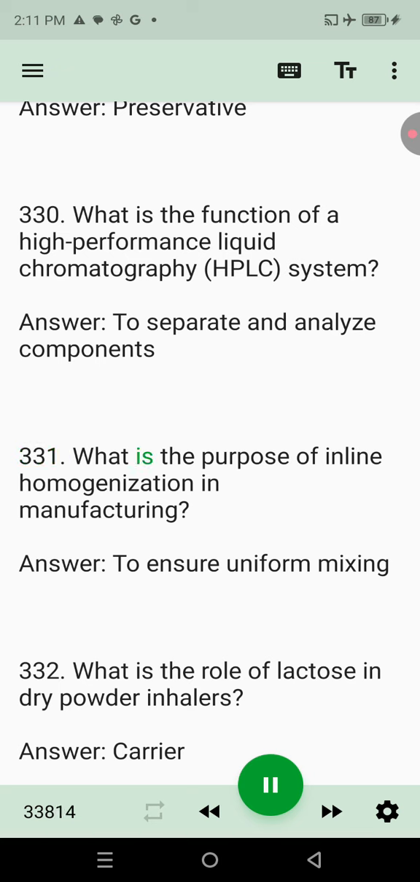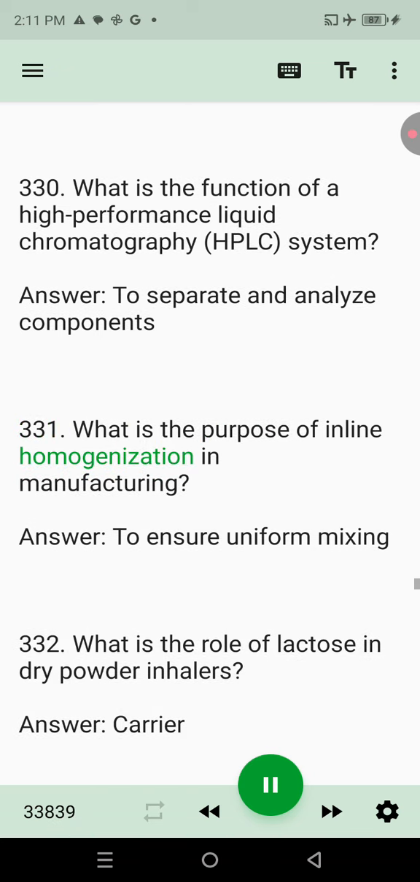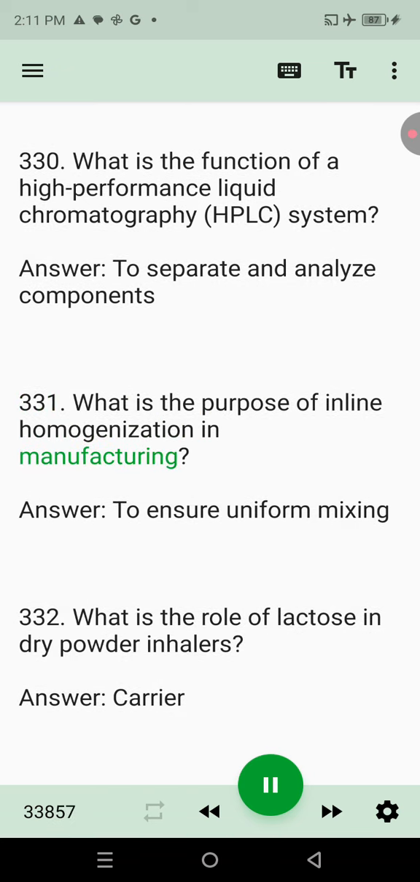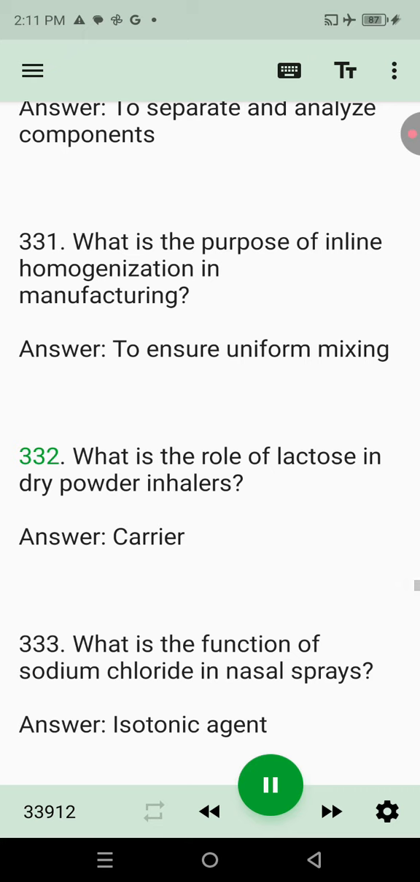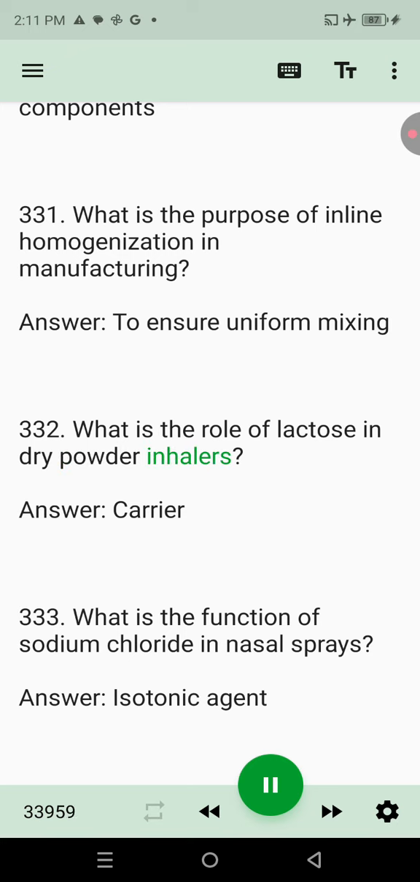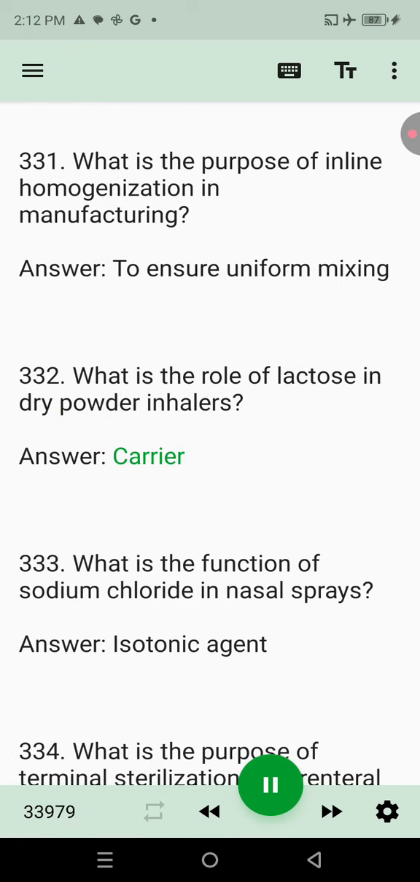331. What is the purpose of inline homogenization in manufacturing? Answer: to ensure uniform mixing. 332. What is the role of lactose in dry powder inhalers? Answer: carrier.